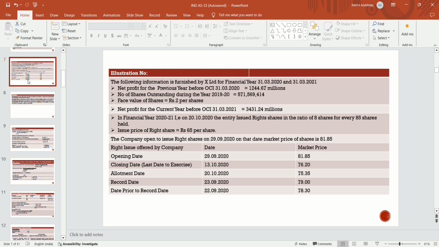In case of a rights issue, we will consider the date prior to the last date to exercise the right. The closing date is given, the last date to exercise the right is 30th October 2022. That date's price is considered for determining the ex-rights price.